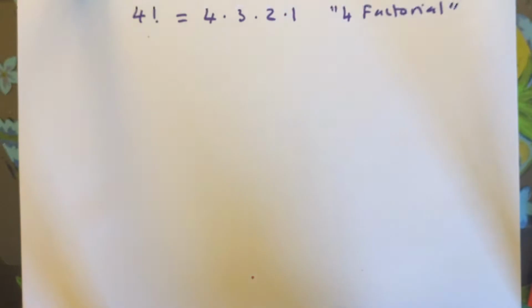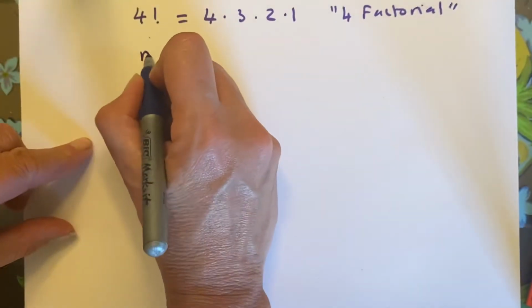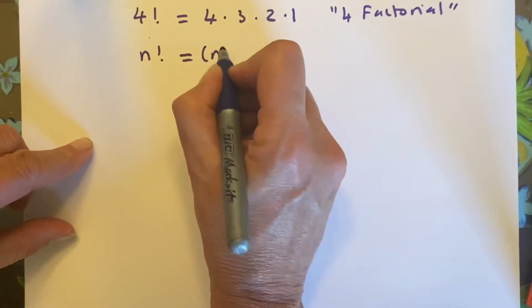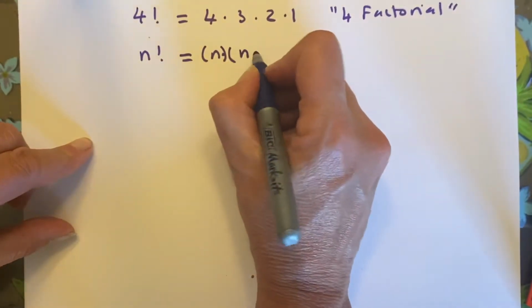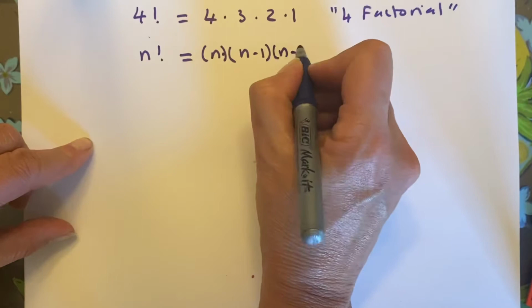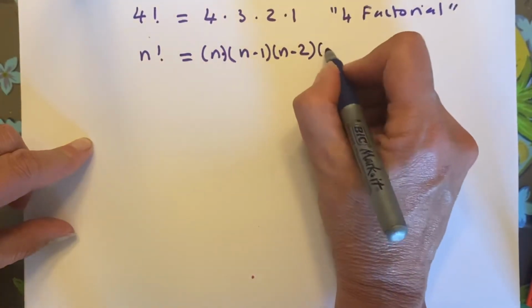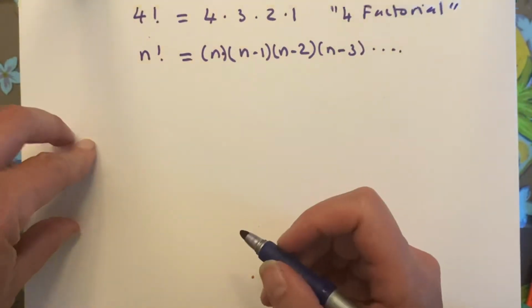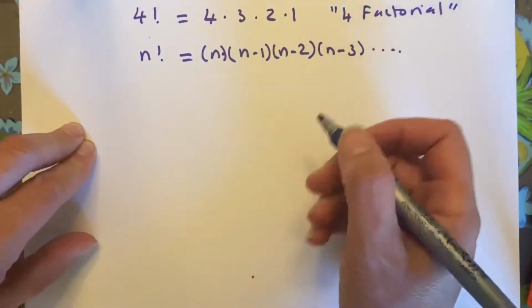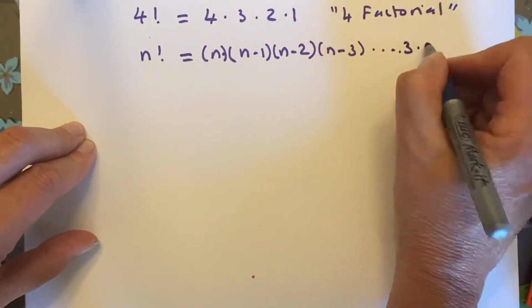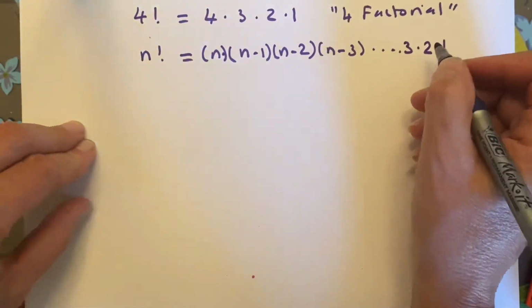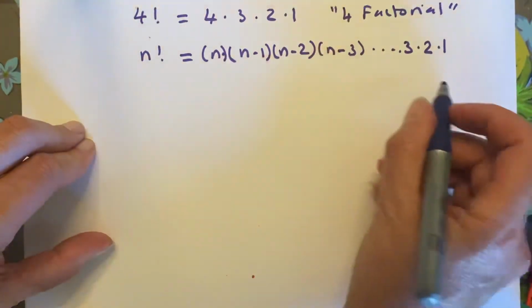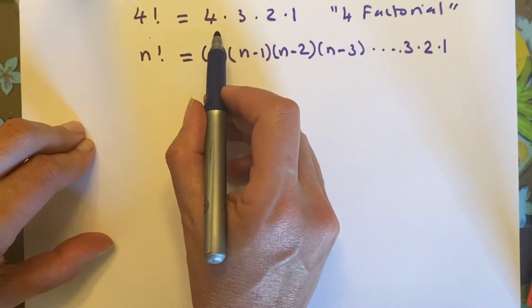Now this is true for any number. So n factorial is n times n minus 1 times n minus 2 times n minus 3, and you keep going all the way till you get to times 3 times 2 times 1, and then you're going to get your n factorial just as you did up here.